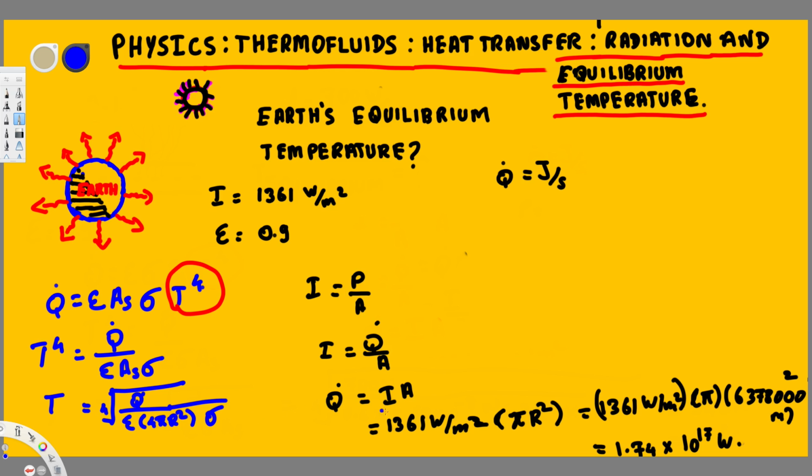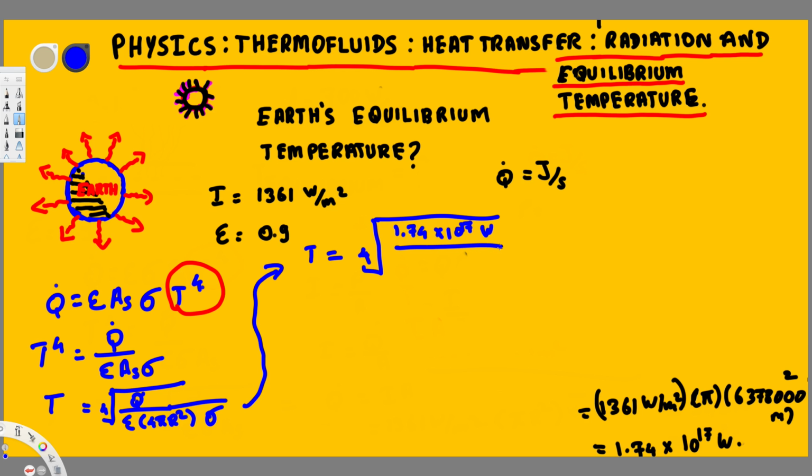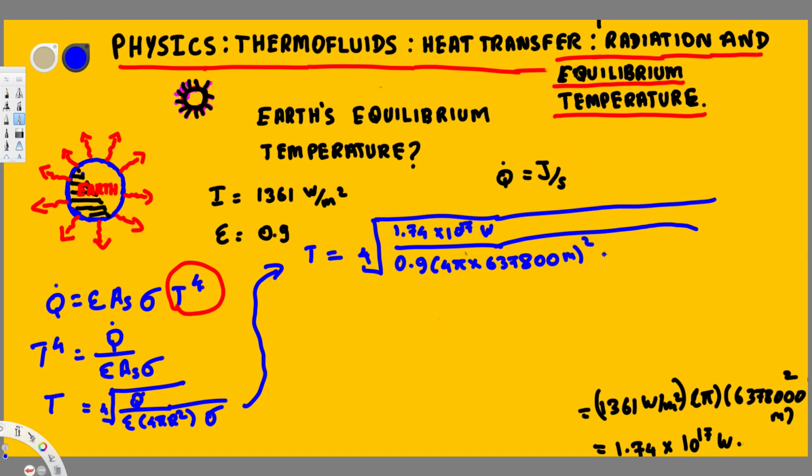Now let's go ahead and plug in the values. We need only this information. Okay, so let's continue this one right here. So temperature is going to be equivalent to the fourth root of q dot. We found that one right here, that is 1.74 times 10 to the power of 17 watts, over epsilon, that is emissivity, 0.9, times 4 pi times the radius of the earth, that is 6,378,000 meters squared, right? And then we have to multiply this by Stefan-Boltzmann's constant. That's always going to be the same value, that is 5.67 times 10 to the power of minus 8 watts per meter square Kelvin to the fourth.